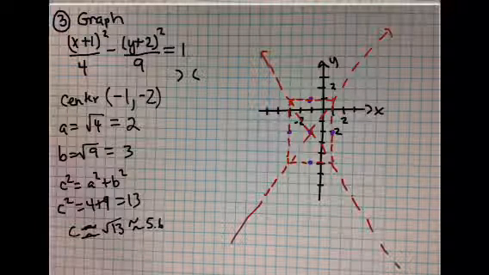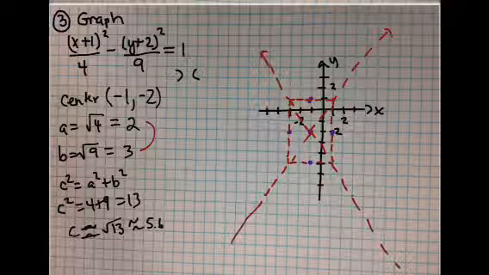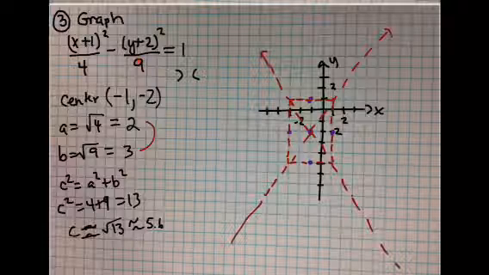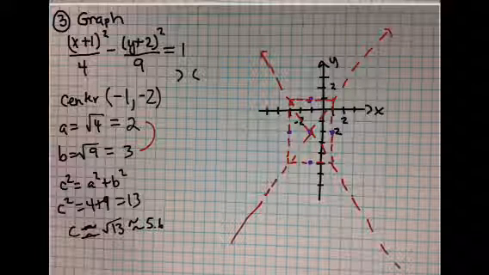The slope is 3 over 2 and negative 3 over 2. Again, we use these numbers right here for our slope. It's always the y over the x, so whatever number is underneath the y, over whatever number is underneath the x, the square root. So 3 over 2 in this case. So now we're ready to graph the function.